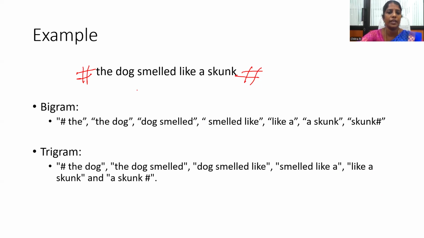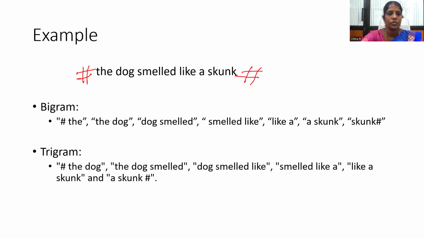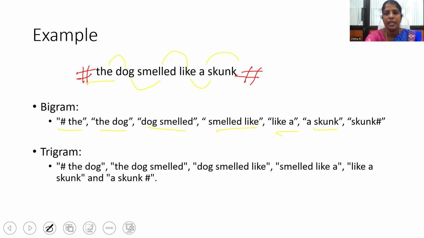So how do you divide it into bigrams? For dividing it into a bigram, 2 words are taken at a time. What are the first 2 words? The dog is the first pair, so first you select "the dog". What's the next word? "Dog" and "smelled", so "dog smelled". Then "smelled like", then "like a", "a skunk", and the end symbol. So this is the bigram representation of the given sentence.